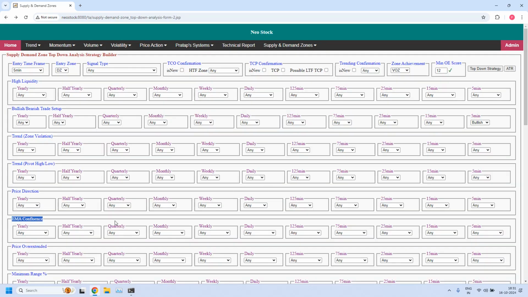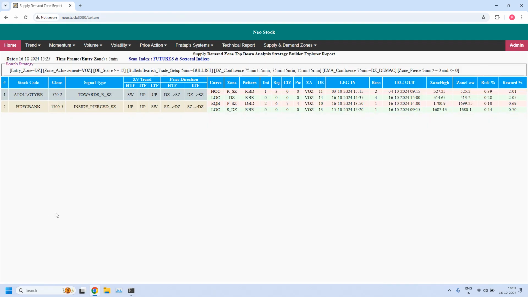So in the EMA confluence, in the 75 minutes time frame, I am looking for 75 minutes demand zone with daily EMA confluence. I set the filter. Let's verify. 2 stocks are filtered. And first one is sideways. So EMA confluence does not add any additional advantage.